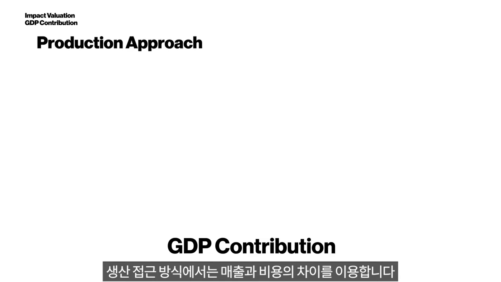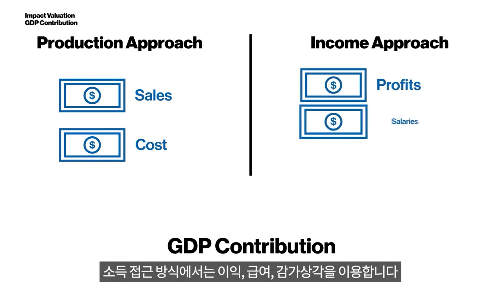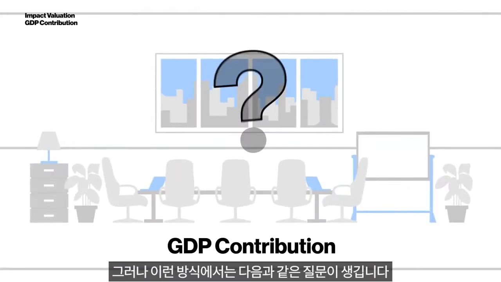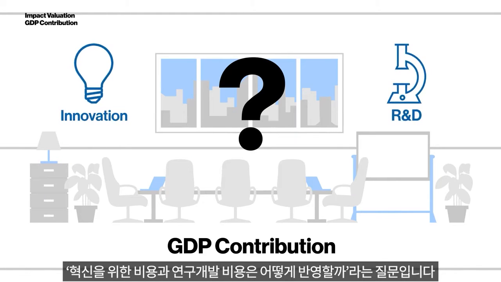In the production approach, the difference between sales and cost are observed. In the income approach, profits, salaries, and depreciation yield GDP contribution. This, however, leads to a question. How are expenses for innovations, as well as research and development, integrated?